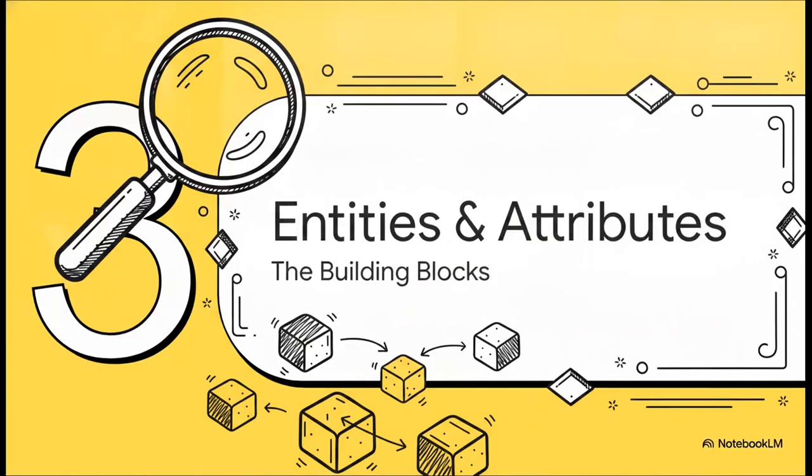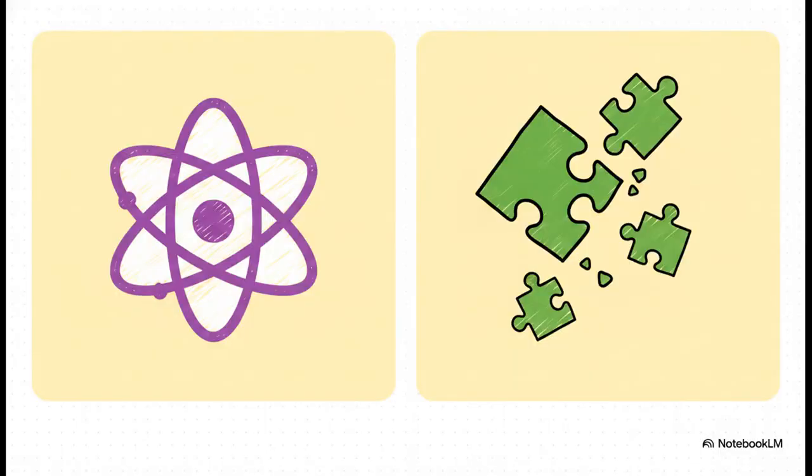All right, Step 3, Entities and Attributes. Let's break this down. An entity is basically the actual object we want to track. It could be a person, a place, or an event. The attributes are its specific properties. Now, we divide these attributes into 2 types. On the left, we have single or atomic attributes. These literally cannot be divided any further.